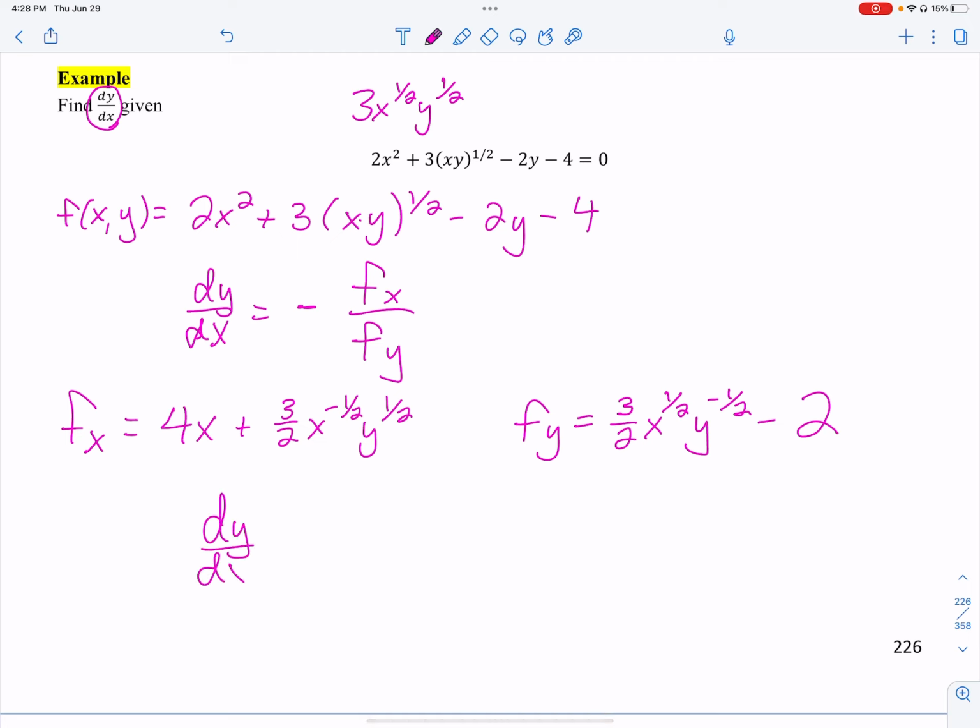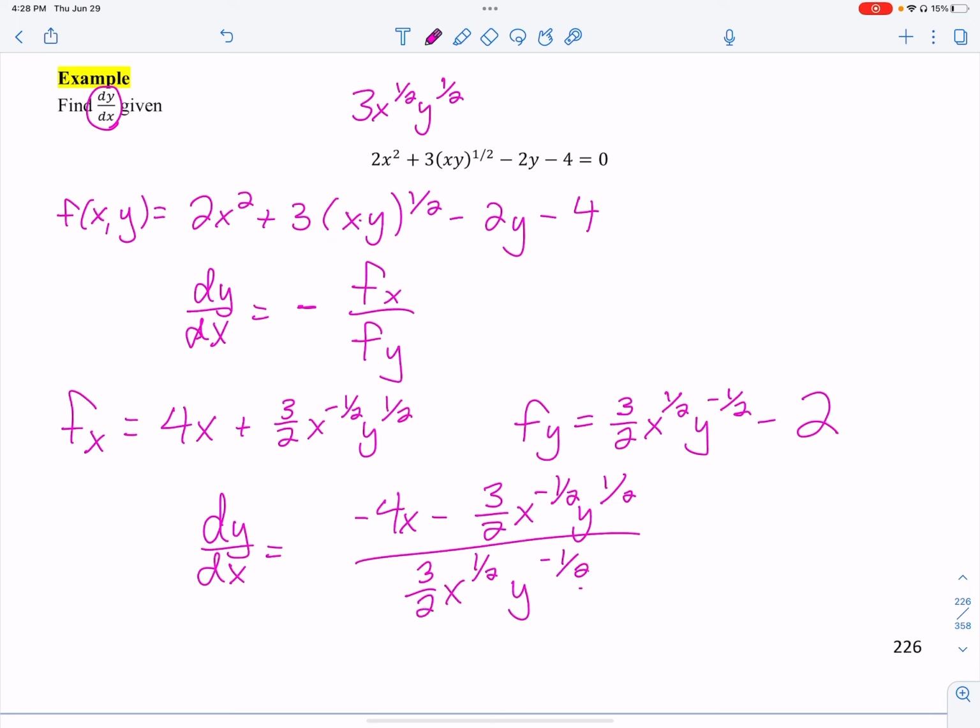dy dx is equal to minus 4x. I'm just going to distribute the minus through. I'm not even going to clean any of this up. That's totally fine. Over 3 halves, x to the 1 half, y to the negative 1 half, minus 2. We could clean the halves up if we really wanted to. The back of your book would probably do that.